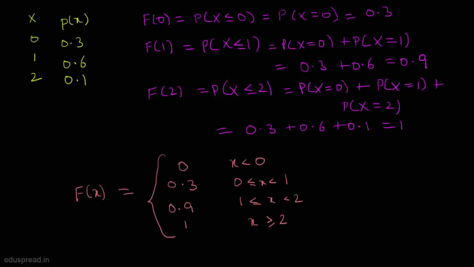And note that as asked in the question, this covers all the other x values. So we have incorporated x less than 0 as well and x greater than or equal to 2 as well. So this is the complete cumulative distribution function. Now let's move to question number 2.